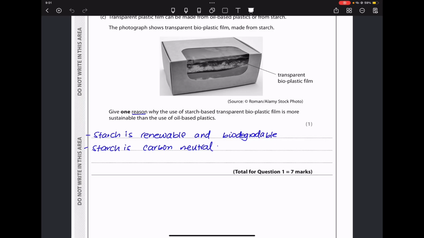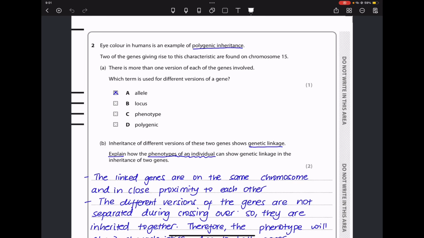Let's continue to question 2. In question 2, eye color in humans is an example of polygenic inheritance. 2 of the genes giving rise to this characteristic are found on chromosome 15. Part A says there is more than one version of each gene involved. Which term is used for different versions of a gene? They should be an allele, and A is my answer.